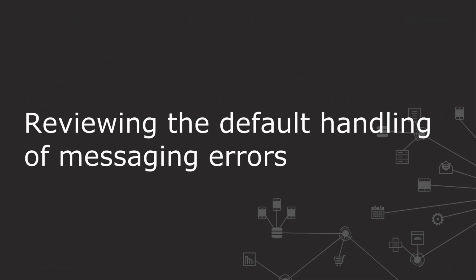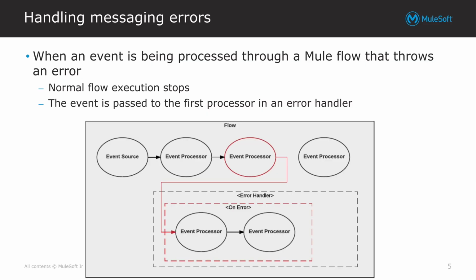Before you learn how to create custom messaging error handlers, you must understand the default behavior. Messaging errors occur when a Mule event is being passed through a flow and an error gets thrown. When this happens, normal processing will stop, and the event will be passed to an error handler.